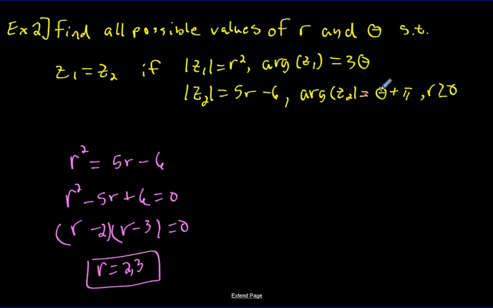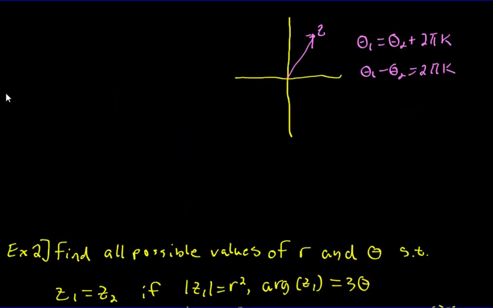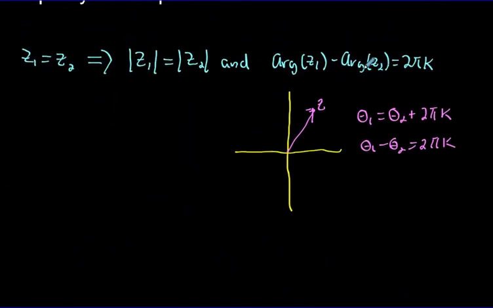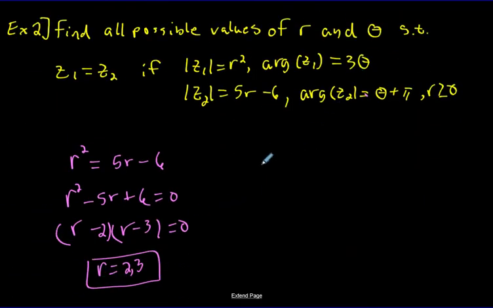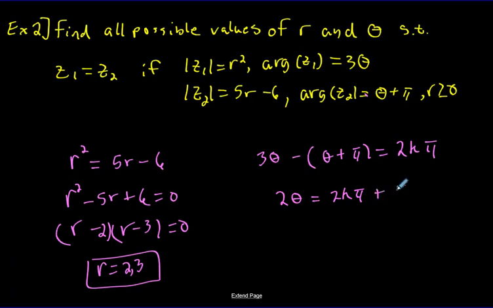Now for the other one, I can use the formula that we talked about up here. If we subtract their arguments, their angles, it has to come out to 2k pi, or 2 pi k. So I know 3 theta minus theta plus pi has to become 2k pi. Then 3 theta minus theta is 2 theta, and moving the pi over, I get 2k pi plus pi. And then divide by 2. My possible answers are k times pi plus pi over 2.